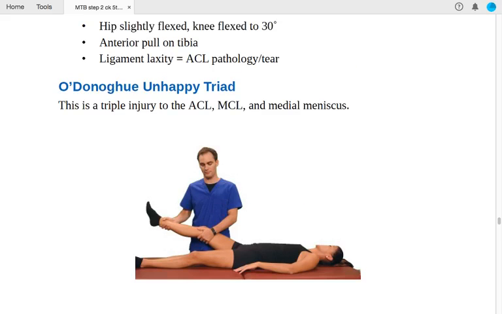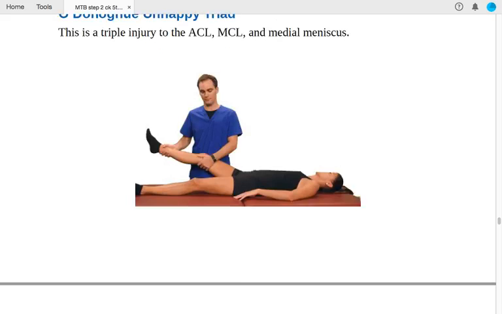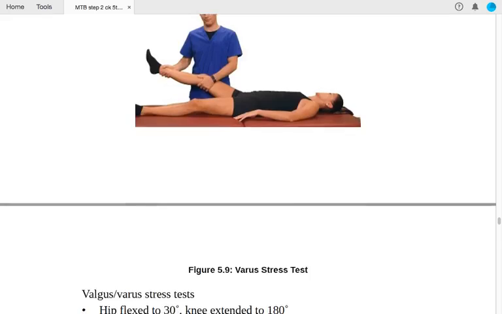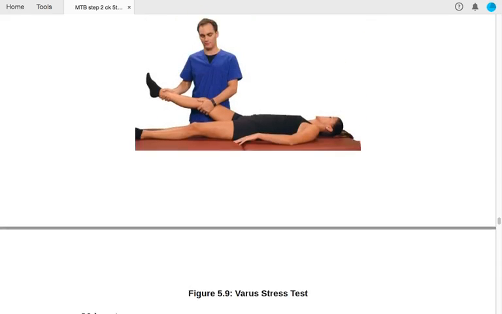We've already seen that. Now, the O'Donoghue unhappy triad. This is a triple injury to the anterior cruciate ligament, medial collateral ligament, and medial meniscus. So this is the medial collateral ligament, and this is the anterior cruciate ligament, right? If the anterior cruciate ligament, medial collateral ligament, and medial meniscus are all involved, we can say this is the O'Donoghue unhappy triad.